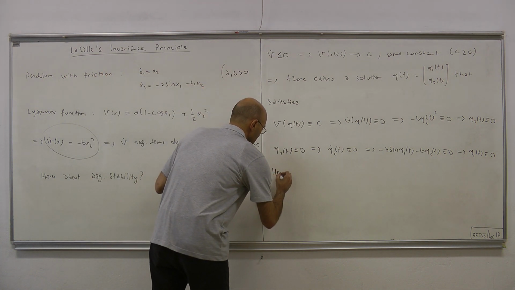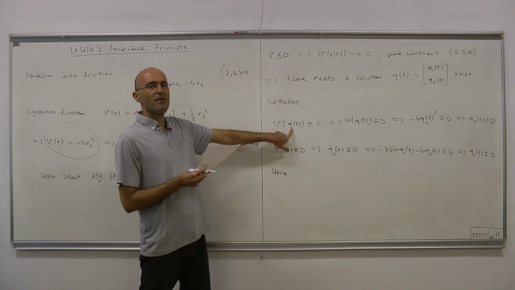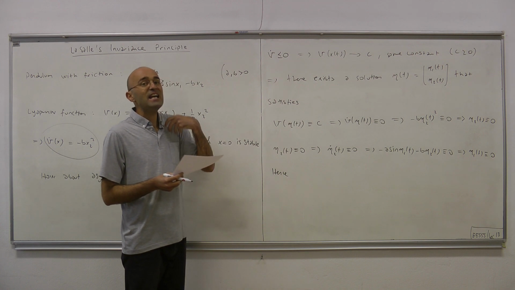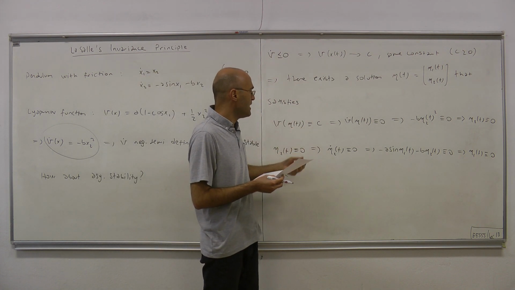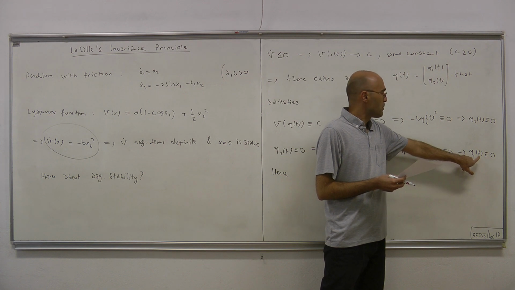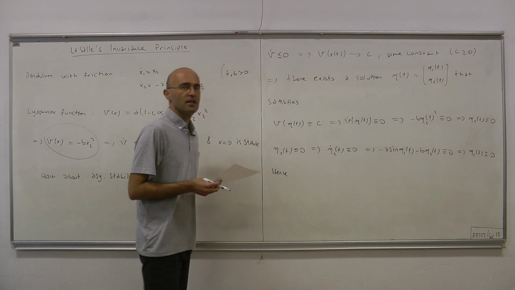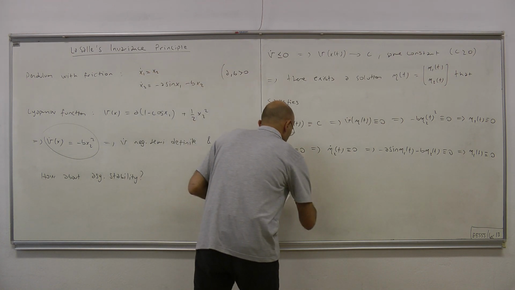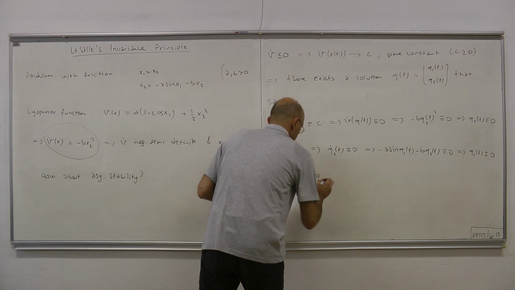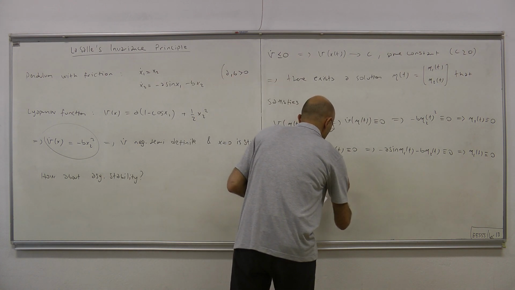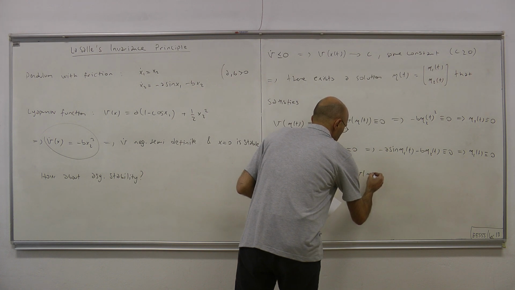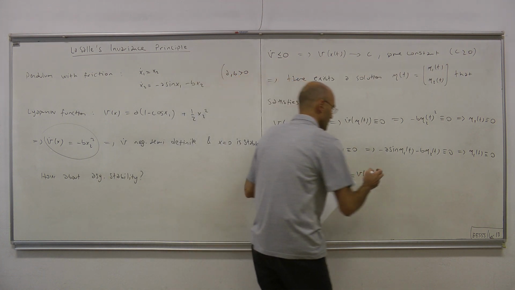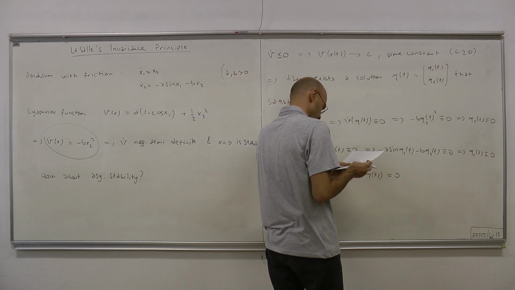Hence, this solution, which produces constant v, cannot be any solution other than eta of t equals zero, because eta 1 of t equals zero and eta 2 equals zero. So we're talking about a solution that sits on the equilibrium point. Hence, eta of t must be zero. And then we have c equals v of eta of t. Eta of t is zero, v is a positive definite function, therefore this must be, excuse me.